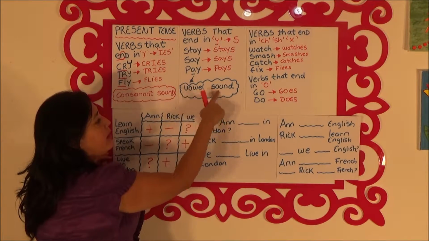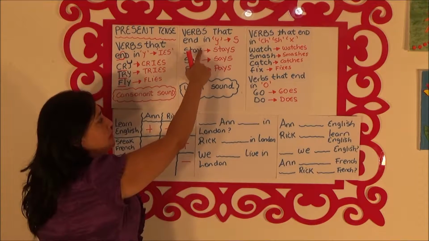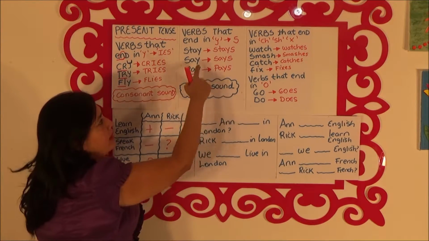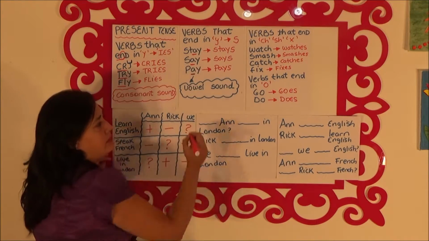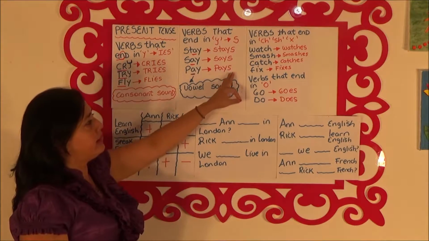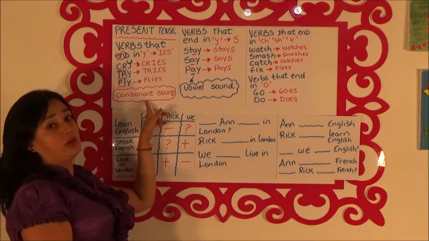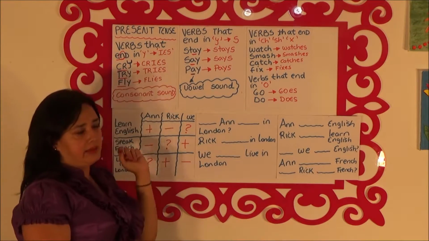But here we have a vowel sound before the letter Y, which is a consonant. Vowel sound, vowel sound, vowel sound. So when we have vowel sounds, we only add S. When we have a consonant sound, we add IES.